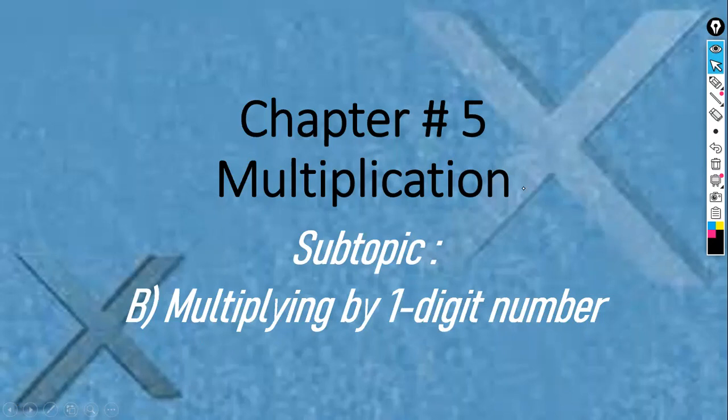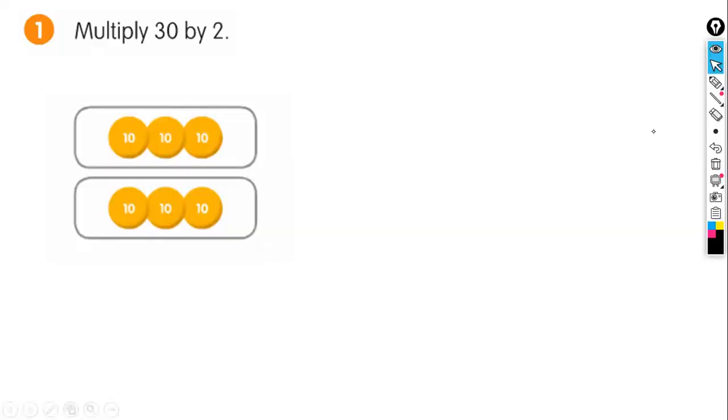Going to talk about multiplying by one-digit number. So our first question is multiply 30 by 2. So we can write it as 30 multiplied by 2.